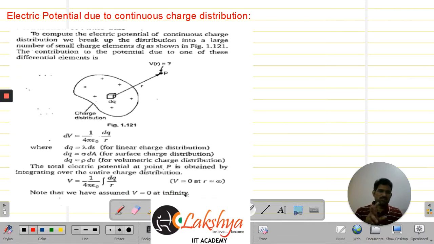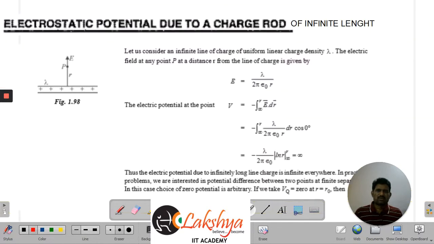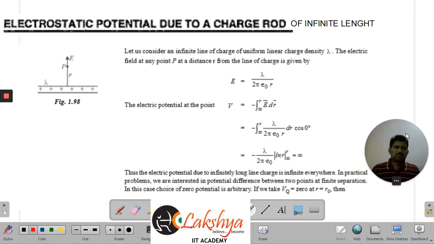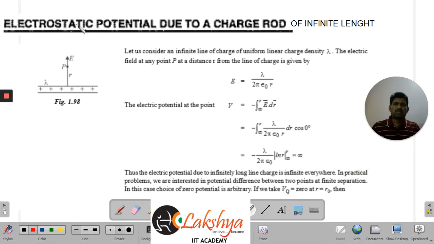So now let us see our first one-dimensional object. I am going to explain this line of charge first. Here I am taking the electric potential due to a charged rod of infinite length. So an infinite line of charge we are taking here, having uniform linear charge density lambda. Our point P is at a distance r from this rod.